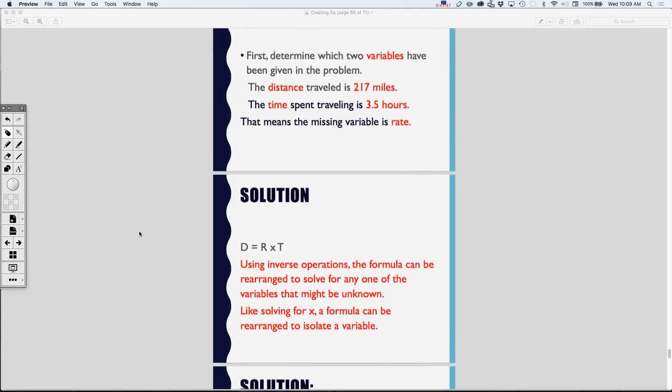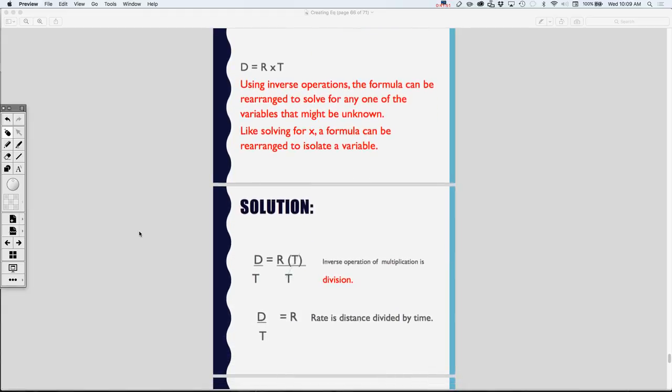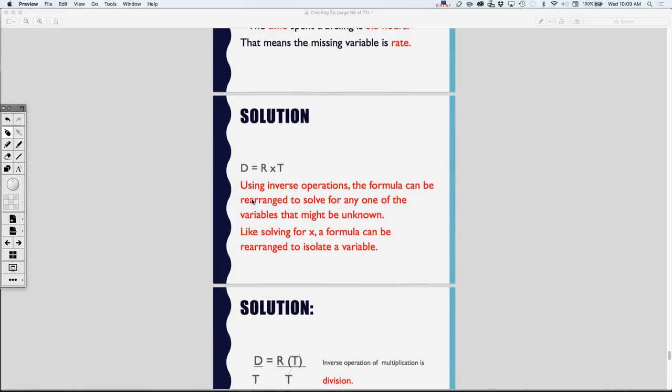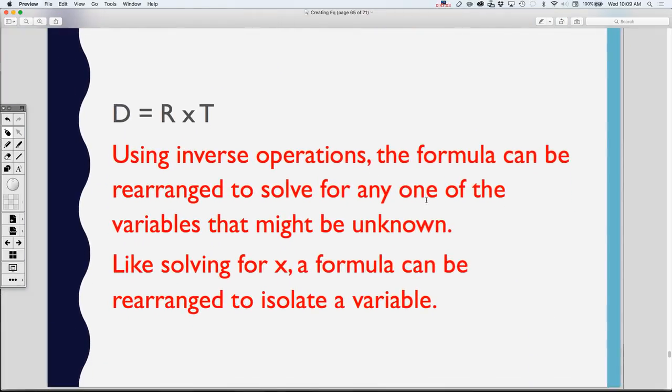Okay. Now, let's practice this, but I don't really like trying to memorize what rate is, what time is, okay? But it is good practice here. So go ahead and solve D equals R times T for rate and for time.